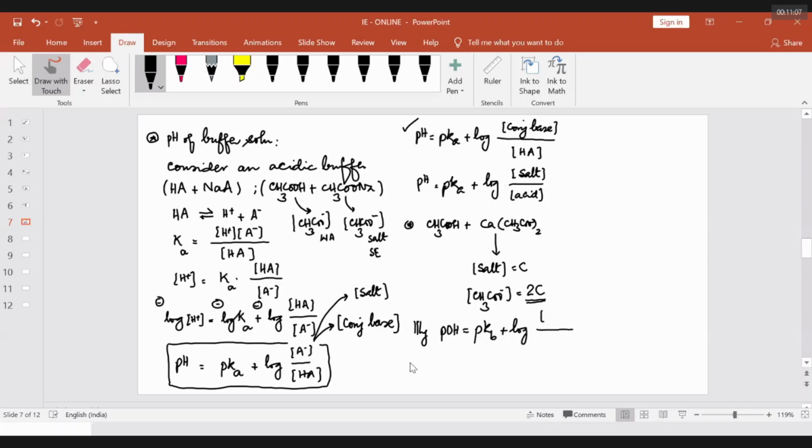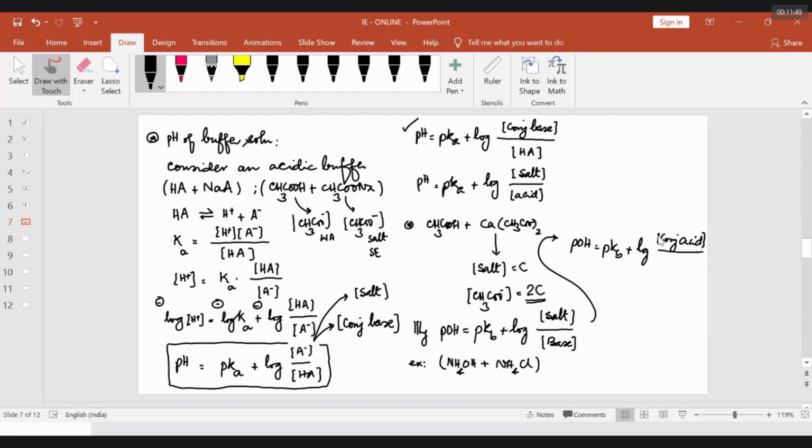Basic buffer. Let us take an example of basic buffer: ammonium hydroxide and ammonium chloride, for example. Okay. So here we have to say concentration of salt as usual. I'll go for normal behavior, right? By concentration of acid. No. Concentration of base. This is not correct, sir. The correct statement must be given as pOH = pKb + log of concentration of what? Conjugate acid. Yes, ammonium ion, right?